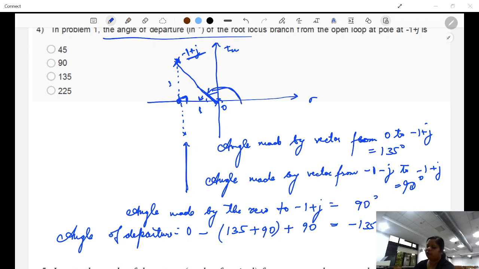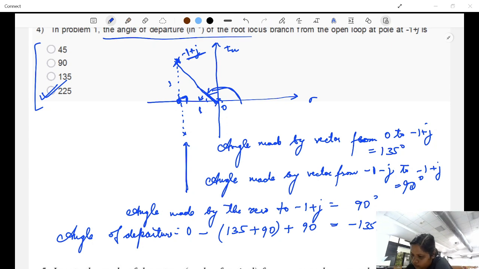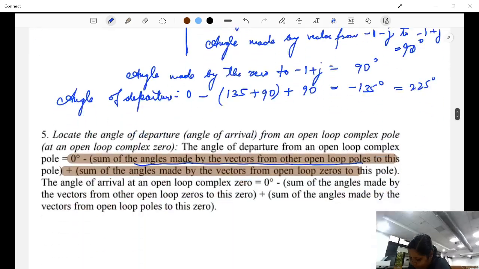See what is the answer corresponding to -135 degrees in our options. It is 225 degrees. This is your answer. Okay. So from here you came to know what is the angle of departure. So if the angle of departure is 225 degrees, I hope this is clear.